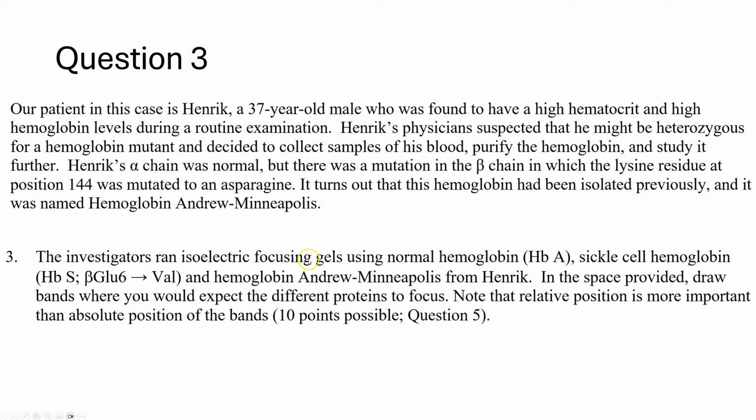So if you take the hemoglobins from a normal person, hemoglobin A, sickle cell hemoglobin, and I reminded you that for sickle cell, a glutamate at position 6 in the beta chain is mutated to a valine. And if you take hemoglobins from Henrik, then you should draw the isoelectric focusing bands.